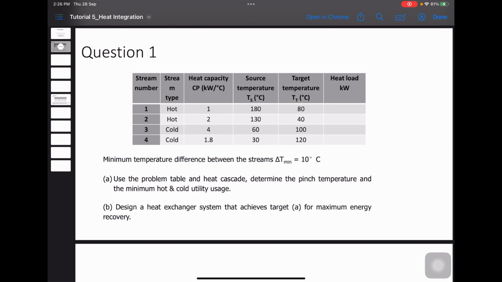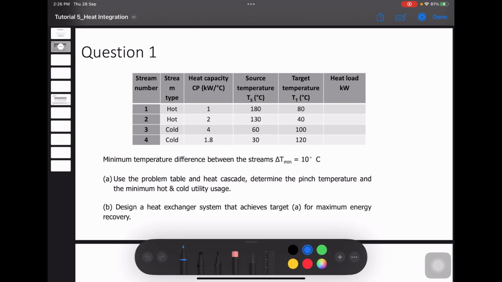So the first question here, you have been given two hot streams and two cold streams, and you are given the heat capacity, the source temperature and the target temperatures. So what you are supposed to do is perform heat integration and find out the pinch temperatures and also the minimum utility for hot and cold, and also design a heat exchanger network for maximum energy recovery. So we are given a delta T minimum value of 10 degrees centigrade.